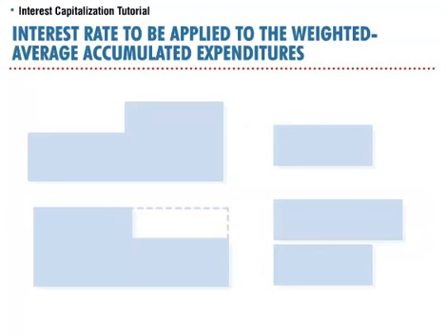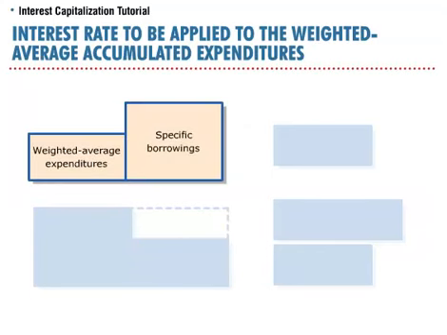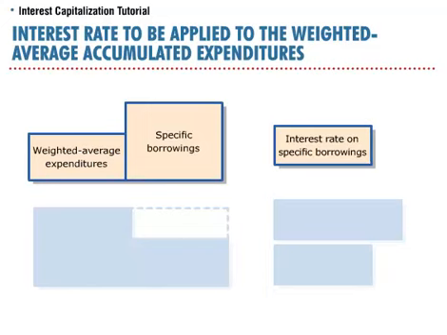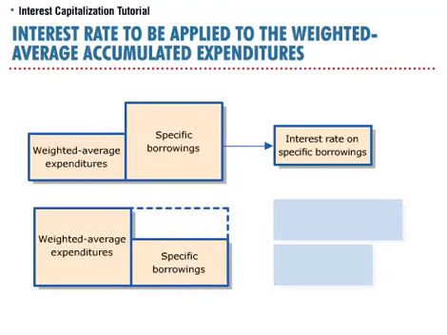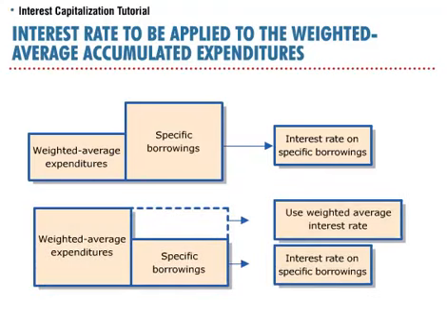The case we have just looked at is an example of when the weighted average accumulated expenditures are less than the amount borrowed for specific construction of the building. There are times, however, when the weighted average accumulated expenditures amount is greater than the specific borrowings for a construction contract. When this happens, for the portion of the weighted average accumulated expenditures that is greater than any debt incurred specifically borrowed for construction, use a weighted average of interest rates incurred on all other outstanding debt during the period.